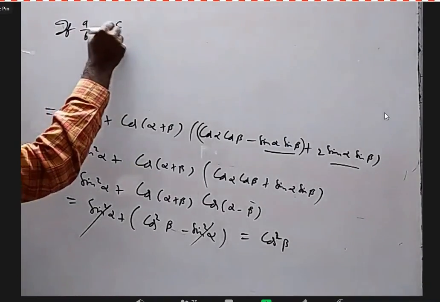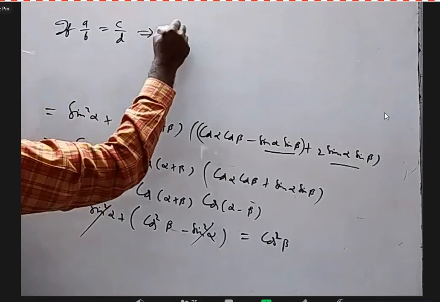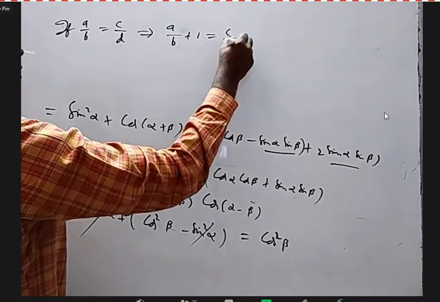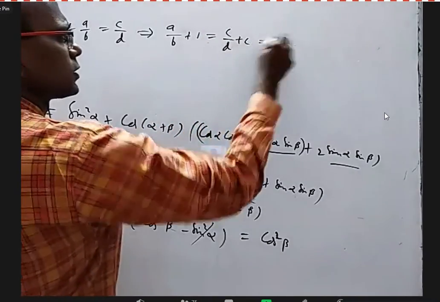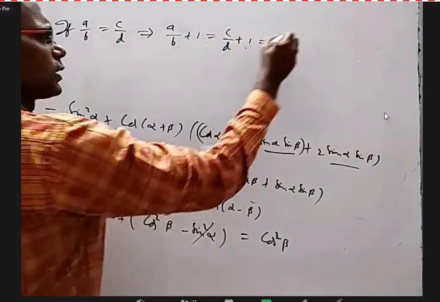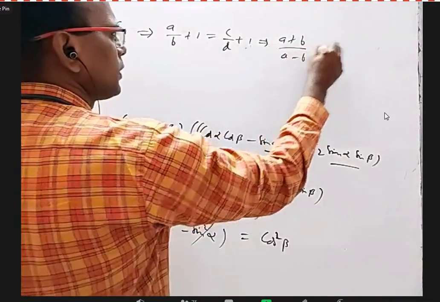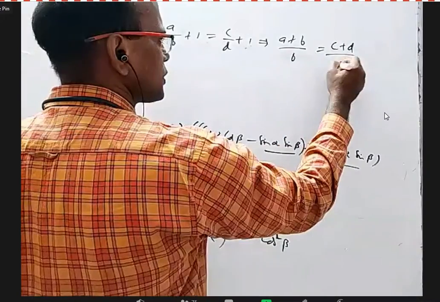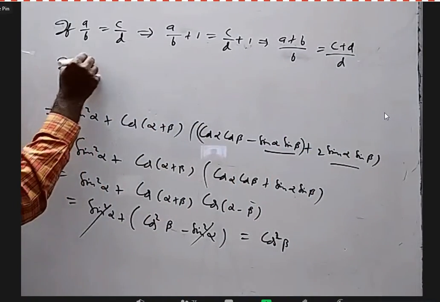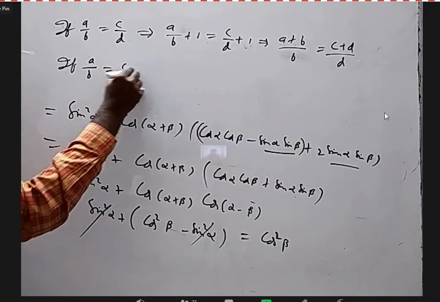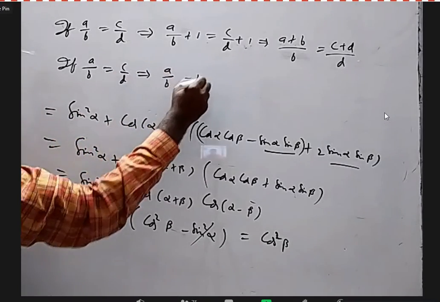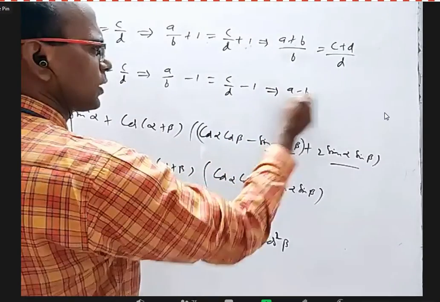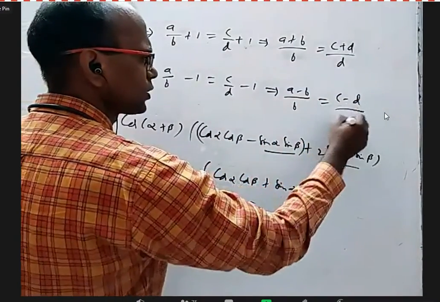If a by b equals c by d, I can add 1 on both sides. If I add 1, I'll get a plus b by b equal to c plus d by d. If I subtract 1, that will be a by b minus 1 equal to c by d minus 1. That is a minus b by b equal to c minus d by d.